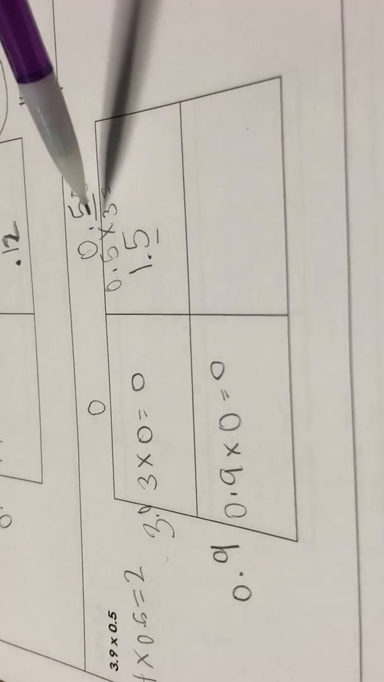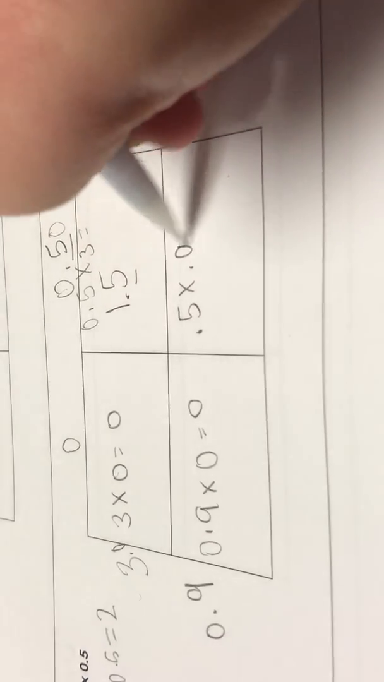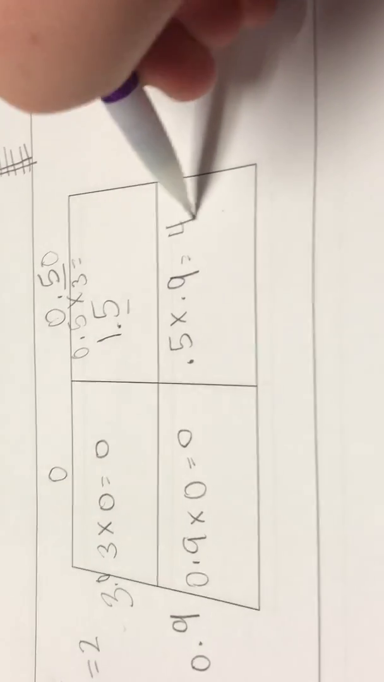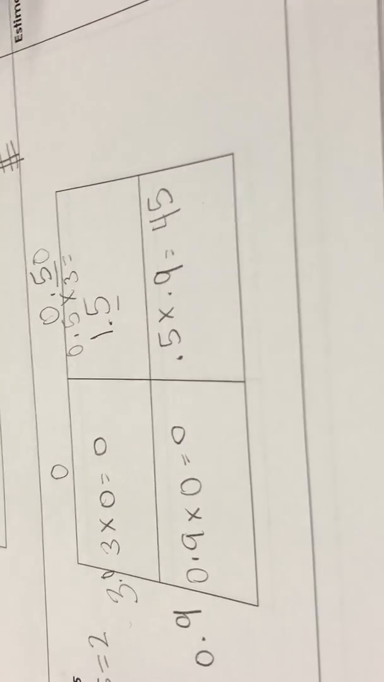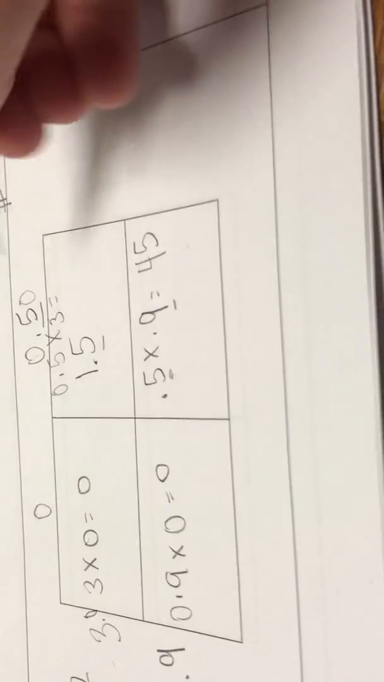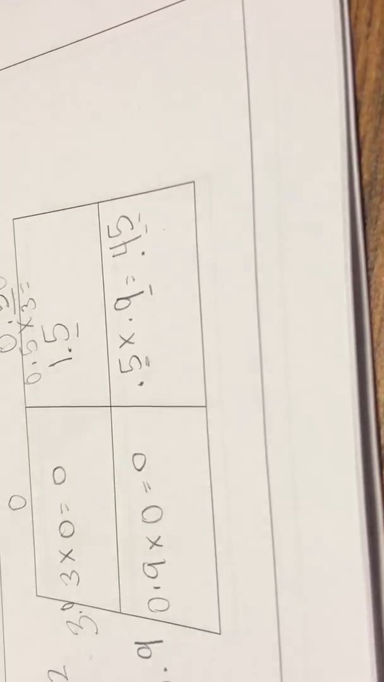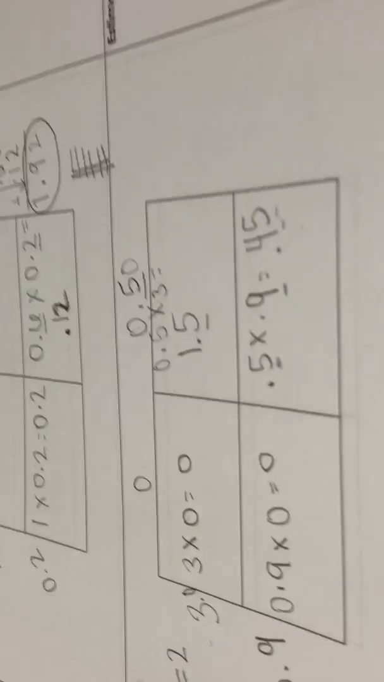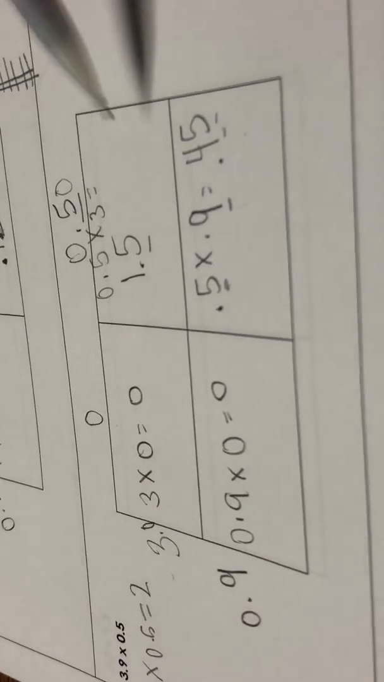Okay? And lastly, 5/10 times 9/10 equals, well, we know that the number is 45, right? Because 9 times 5 is 45. How many numbers come after this decimal? 1, and here? 1, so my answer should have 2 numbers after the decimal. You could also use this trick to guess and test what it would be. But right now we have all 4 boxes filled in, so let's go ahead and add.